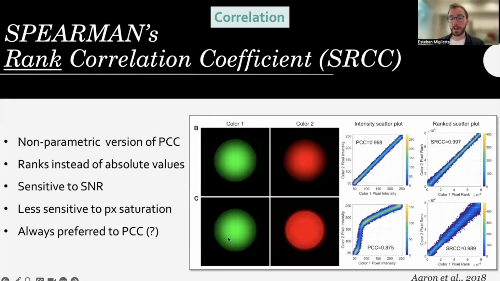However, when you get a situation in which the correlation exists, but it's not linear, PCC will suffer a penalty for that, whereas the Spearman's rank correlation will continue seeing a correlation there and will still give a high value. This metric is also less sensitive to pixel saturation. So if you happen to have an image that is saturated, although ideally you shouldn't, this is better. And because of these strengths, some authors actually suggest that it should always be preferred to Pearson's correlation coefficient.